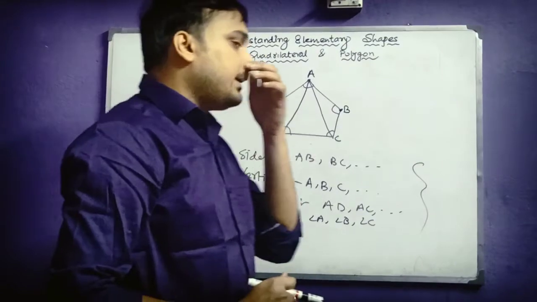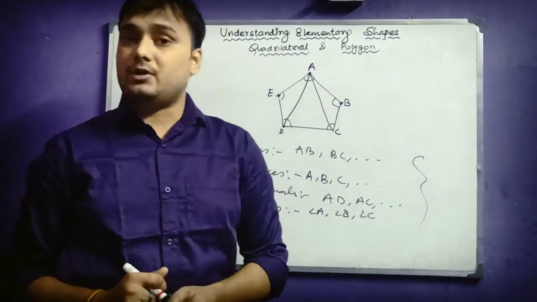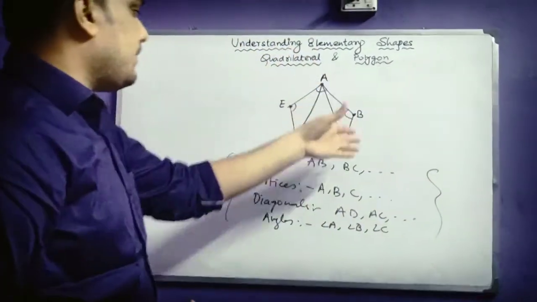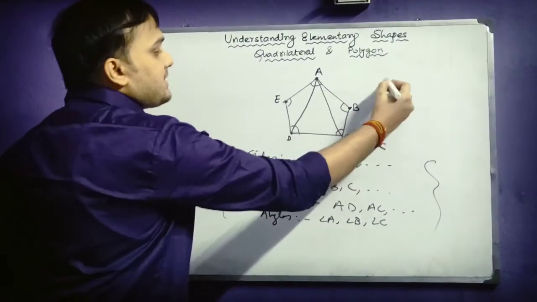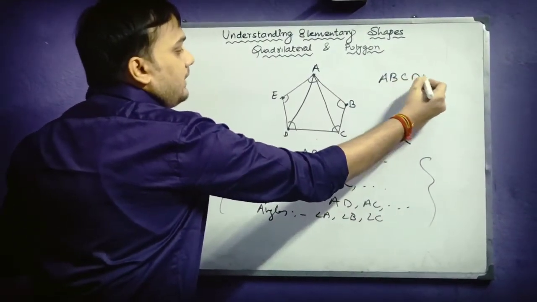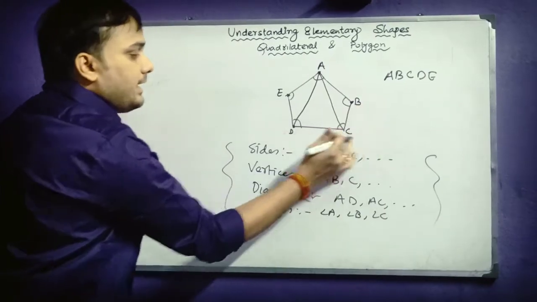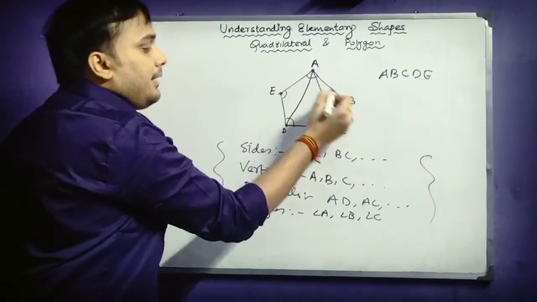Now the next topic is giving a name to a polygon. Yes, definitely. I have already given you the name. You can see the name is A, B, C, D, and E, and it should be in a cyclic way. Okay, it should not be like A, B, C, D, E.